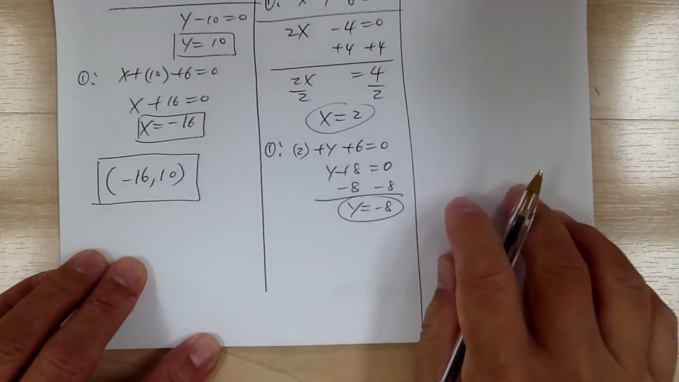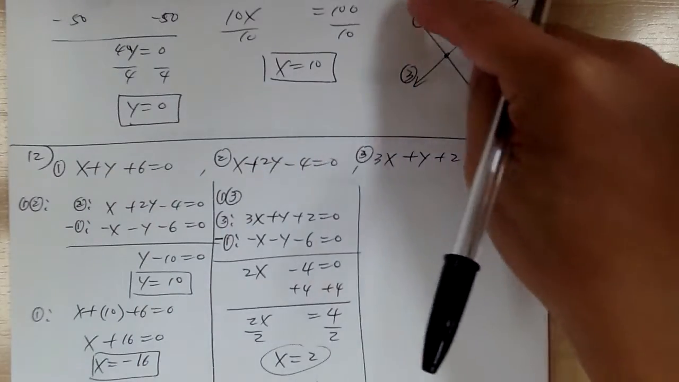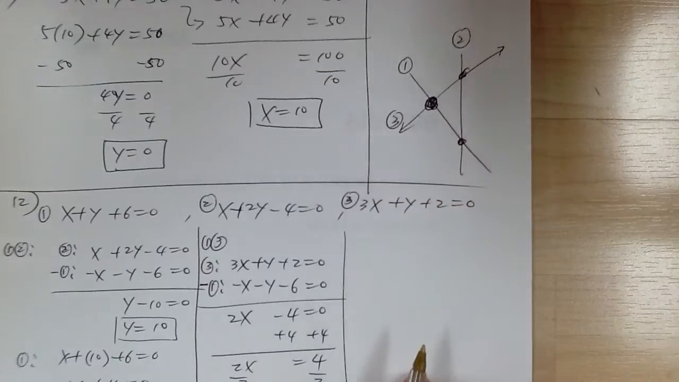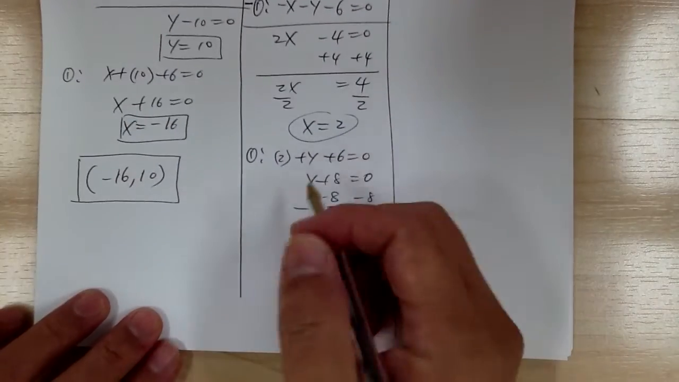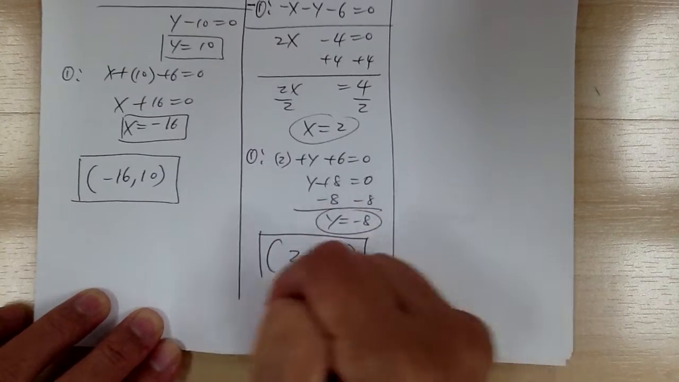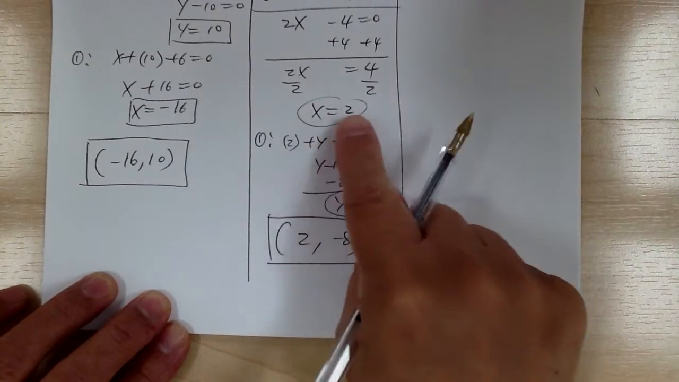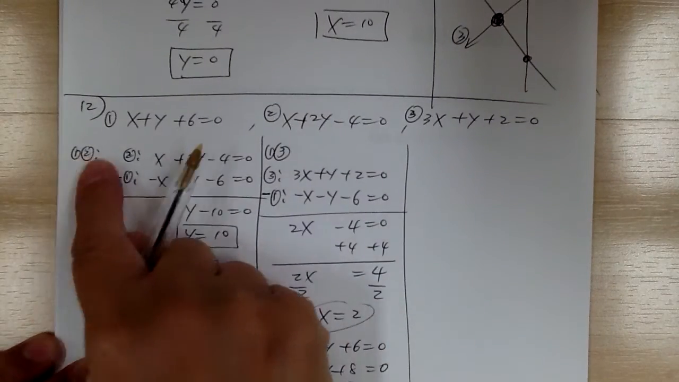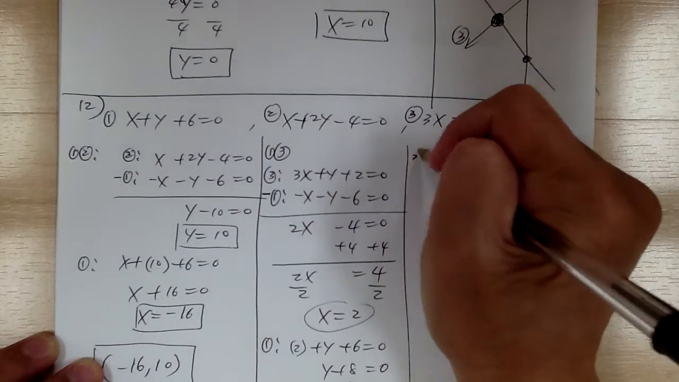So the second point, when you use equation 1 and 3, is this point right over here. That point would be 2 comma negative 8. Again, be careful and make sure you put them in the correct order. I used 1 and 2, and 1 and 3, so now I have to use 2 and 3.